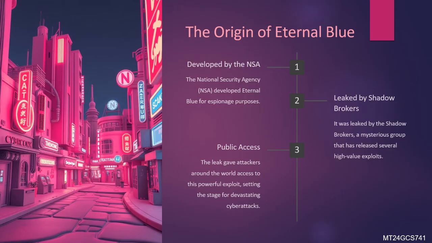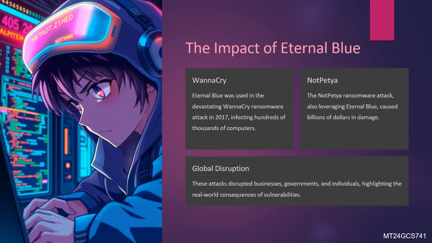The EternalBlue vulnerability was initially developed by the NSA for undercover purposes, but it was later leaked by the hacking group Shadow Brokers, making it accessible to attackers worldwide. EternalBlue was used in several high-profile cyber attacks, including WannaCry and NotPetya, causing billions of dollars in damage worldwide. This leak provided attackers with a powerful tool that led to widespread disruption.